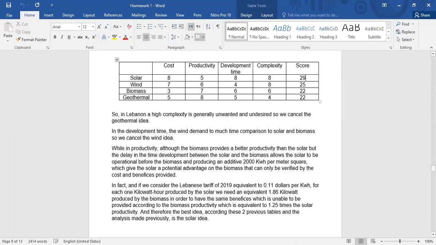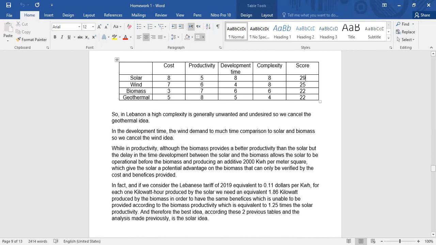Due to this, in Lebanon, a high complexity is generally unwanted and undesired, so we can cancel the geothermal idea. In the development time, the wind demands too much time in comparison to solar and biomass, so we cancel the wind idea, especially if it is to be at sea, where the complexity will be much more.